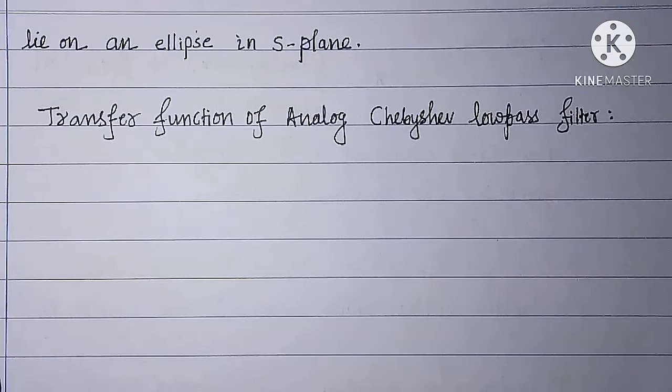When n is even, all the poles are complex and exist as conjugate pair. And when n is odd, one of the poles is real and all other poles are complex and exist as conjugate pair. Therefore, the transfer function of Chebyshev filter will be a product of second order factors.